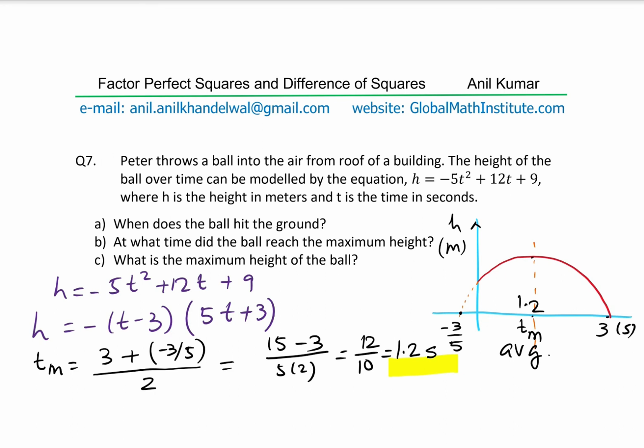Part C is, what is the maximum height? So height is at this particular time. So let's find and calculate this value.